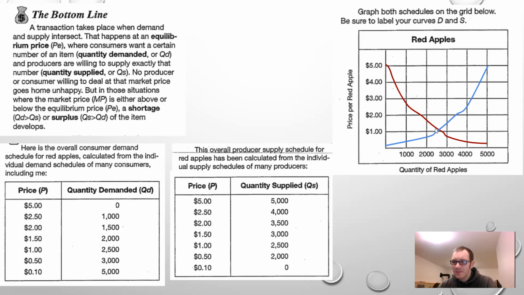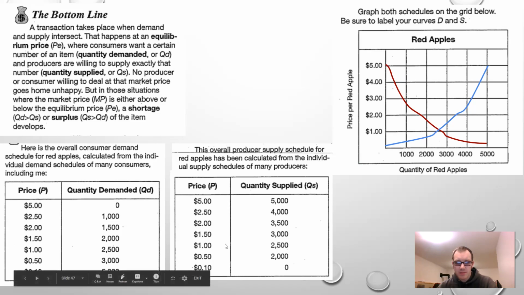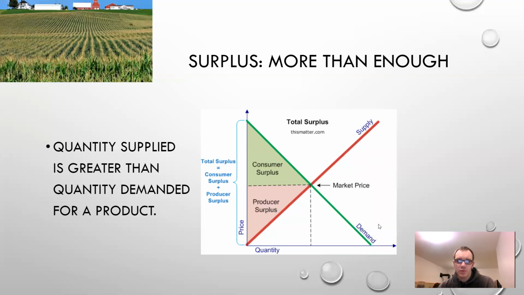But they meet, and it's not perfect here. But if you look at your numbers, at $1, you see 2,500 is supplied, and at $1, 2,500 are demanded. And so this is your equilibrium, that point where they meet right there. But what happens in a situation where you don't meet? Well, you have a surplus or a shortage.